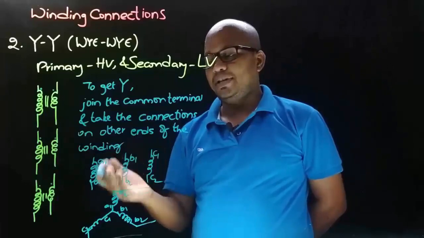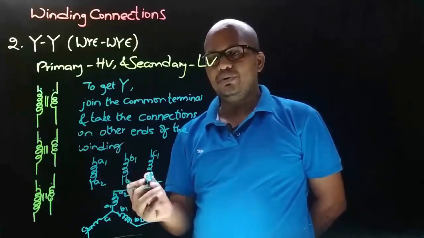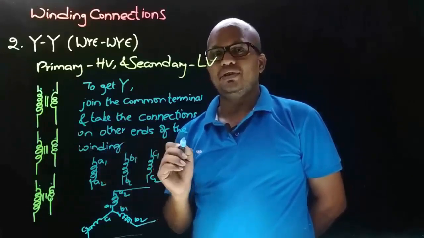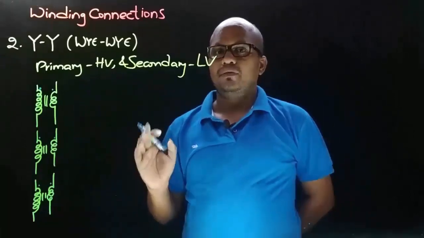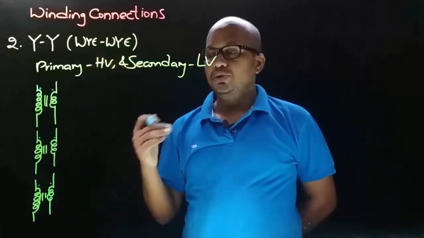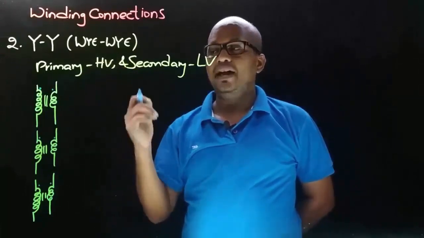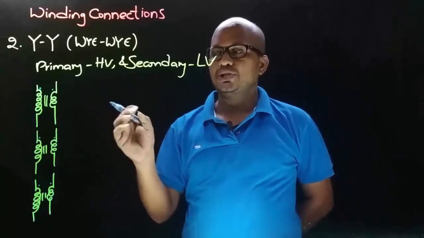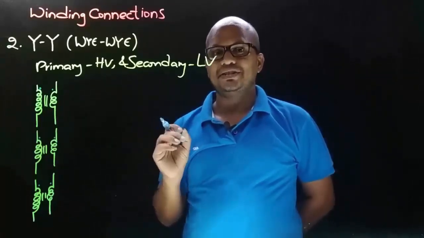And the other way of obtaining star connection means consider the common ends as A2, B2 and C2 and take the connections from A1, B1 and C1. So this is how star connection is obtained. From this, we are going to see how to get the star-star connection and then the phasor diagram and the vector group and phase voltage ratio, line voltage ratio, and finally its advantages, disadvantages and applications.